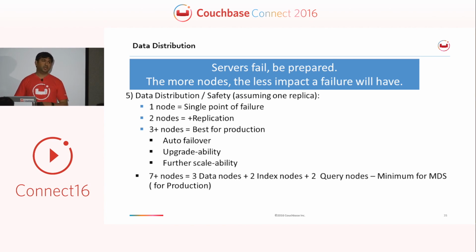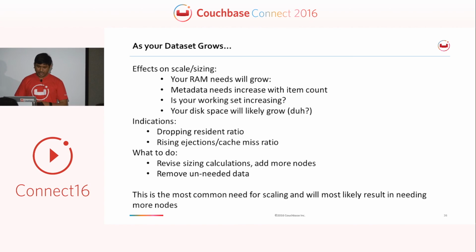When you have a powerful machine which has a good number of CPU cores and good disk, and sufficient memory to handle it. As the data grows, what are the implications here? You should understand that metadata increases as well with the node and with the item count. So you should keep an eye on the working set, the document resident ratio, which I was talking about, and also keep an eye on the disk space. So this is likely to grow, and there are indications. The resident ratio is going to drop off, and then you're going to hit a higher cache miss ratio.